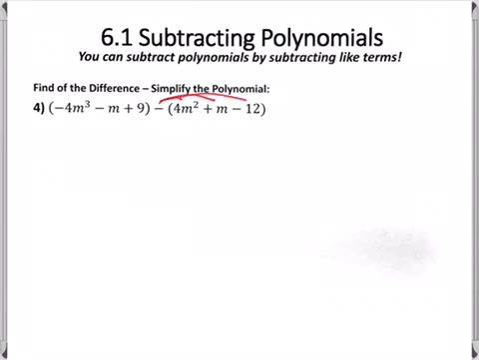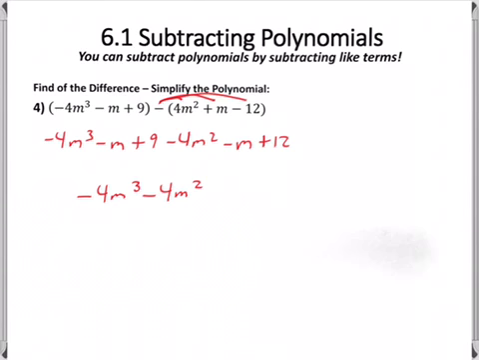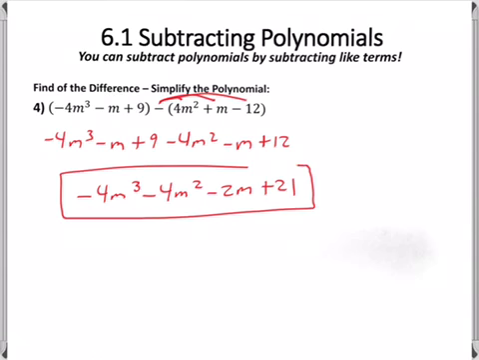Same thing here, distribute the negative throughout. You have negative 4m cubed minus m plus 9 minus 4m squared minus m plus 12. We'll combine like terms. So we have only one m cubed term, so 4m cubed. We've got only one m squared term, so 4m squared. We've got negative m and negative m, which becomes negative 2m. And then 9 and 12 become 21. So we end up with the polynomial negative 4m cubed plus 4m squared minus 2m plus 21.